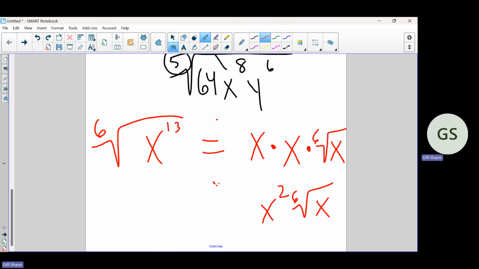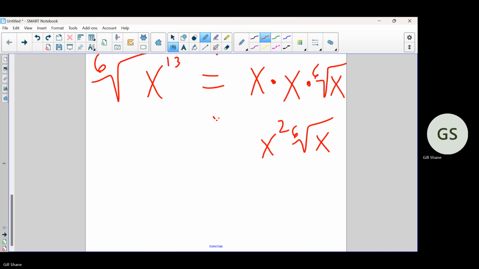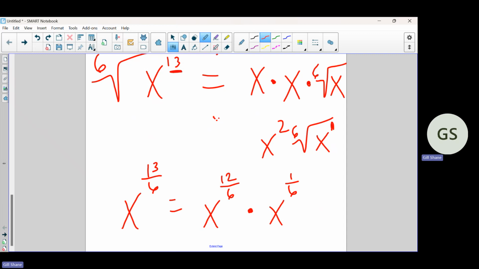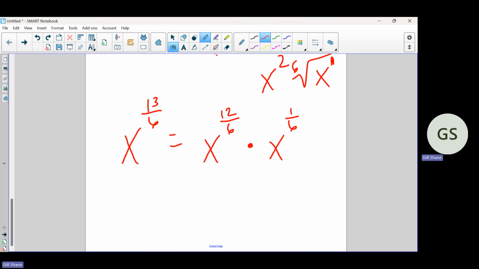The other way to do it, and again, I think this is easier, is just say, okay, well, I know I can put this 13 over that 6. So x to the 13 over 6. Well, if I do the math on that, that gives me x to the 12 over 6, which I can make into an integer basically. And I would still have x to the 1 over 6. It's a 1 up there, by the way. So now if I simplify that, I have x squared times the 6th root. So now I'm just converting it back into a radical.